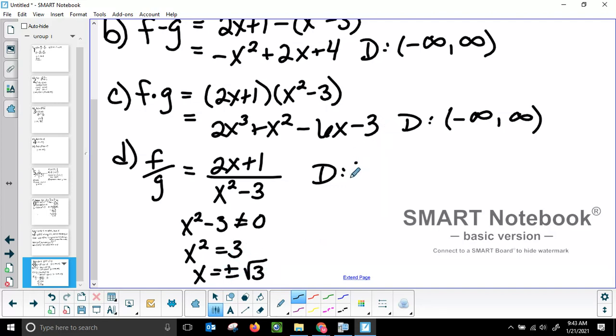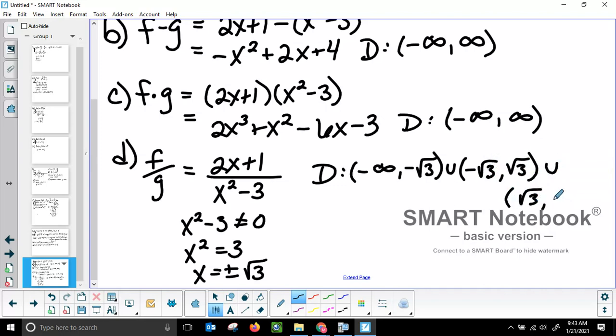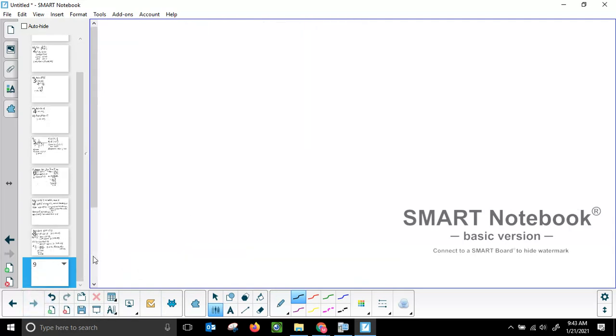All right, so my domain would be negative infinity to negative square root of 3, union negative square root of 3 to square root of 3, union square root of 3 to infinity. And we are done. All right, 8.